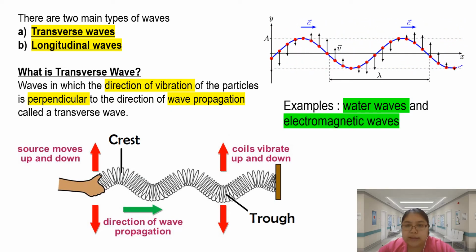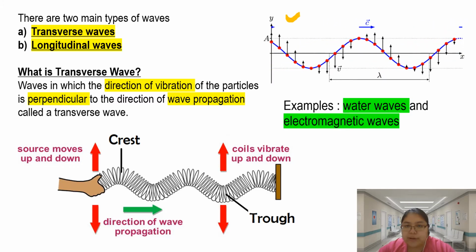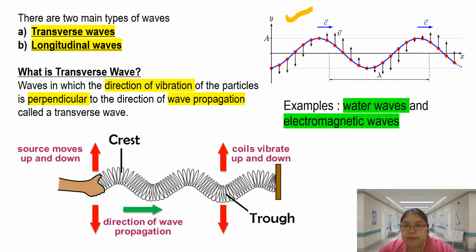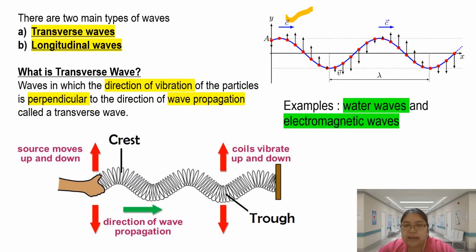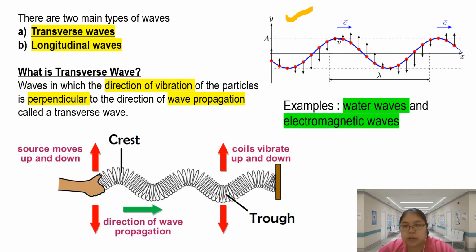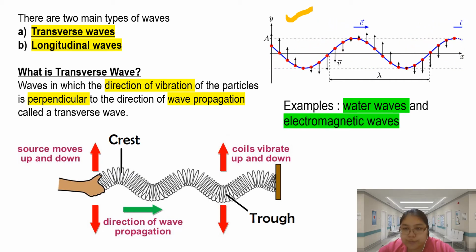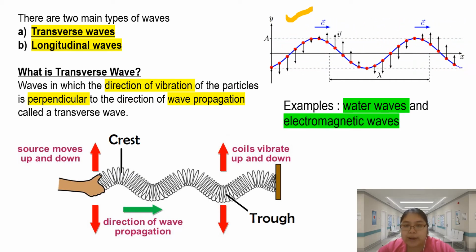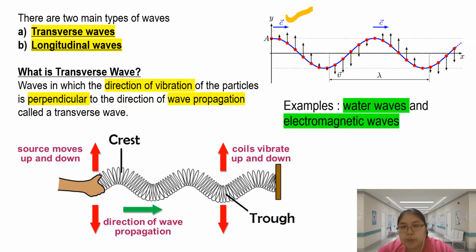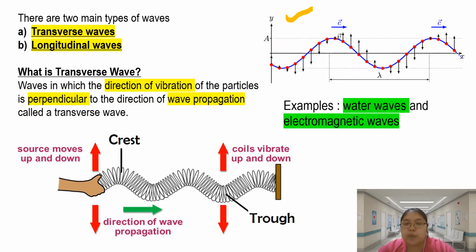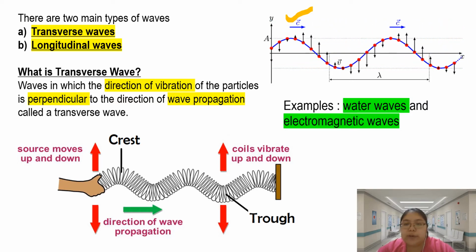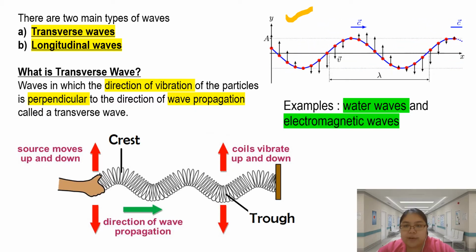So you see this diagram. Okay, you see this diagram. So first one, can you see the red color? Red color is the vibration of the particle. How does the particle vibrate? They move up and down. Okay, can you see the direction? It's up and down. Okay, the blue color. The blue color means how the wave travels. The wave will travel from the left to the right.